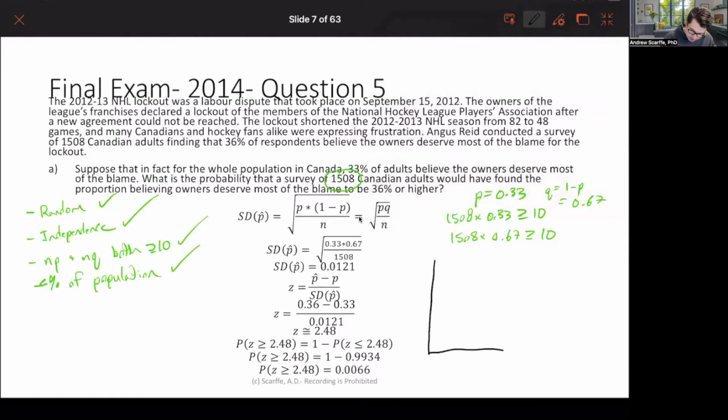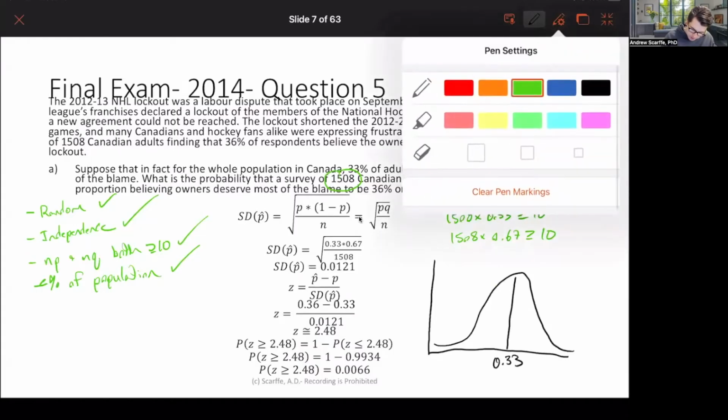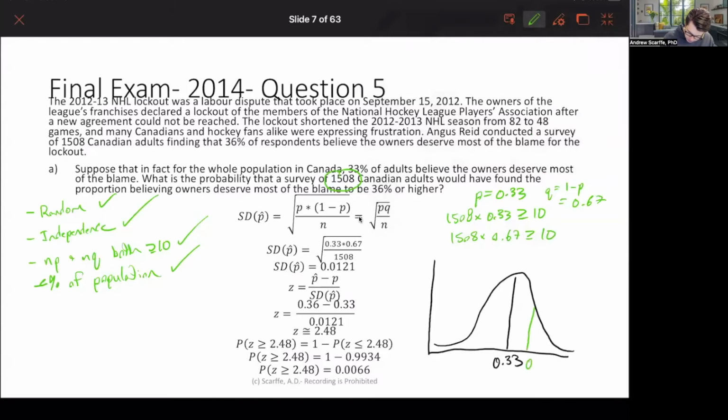So let's just visualize it. So we'll draw our standard normal curve looking like this. We'll center it around our mean of 0.33. And then we have our observed value, which is 0.36. Whoops. 0.36. My iPad is not working well today. 0.36. And what we're asked is, what is the proportion of owners deserve most of the blame to be 36% or higher? So in this case, we're looking for the area to the right.